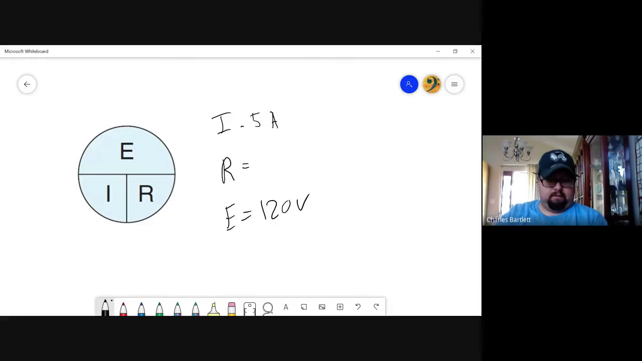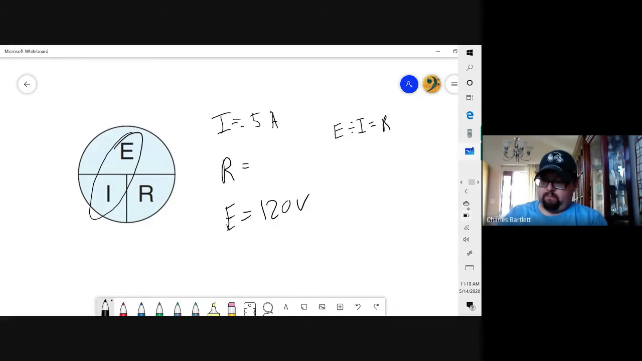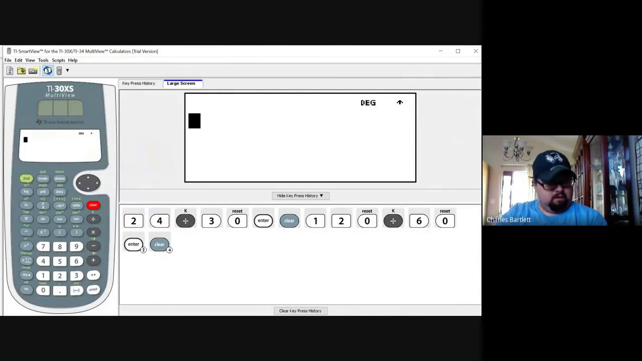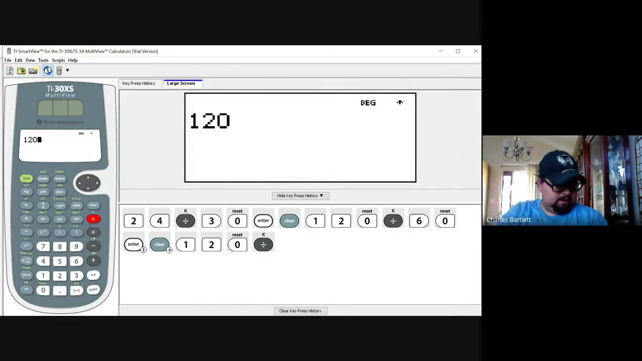So what's our equation? We have amps, we have volts. So our equation would be E divided by I to get our R. Okay, so let's go over here into the calculator. Maybe I've already got that in there. And let's do that. E, which is 120, divided by I, which is 0.5.